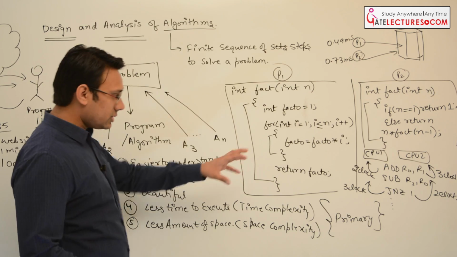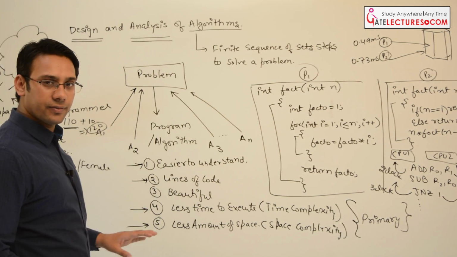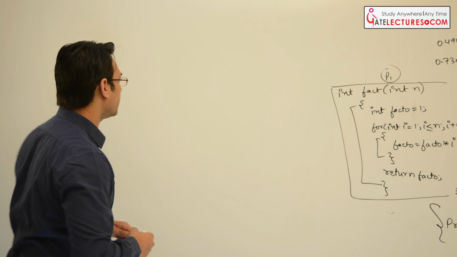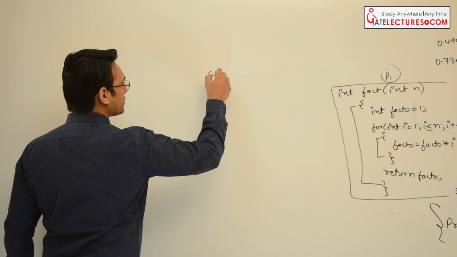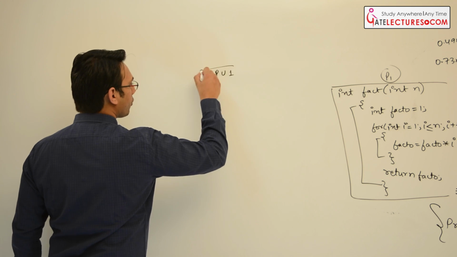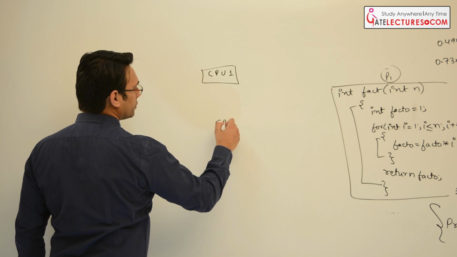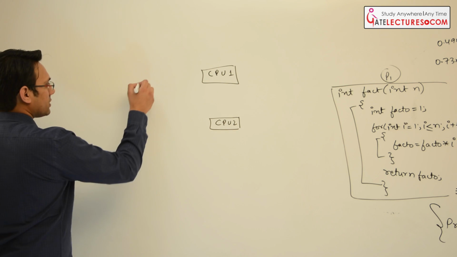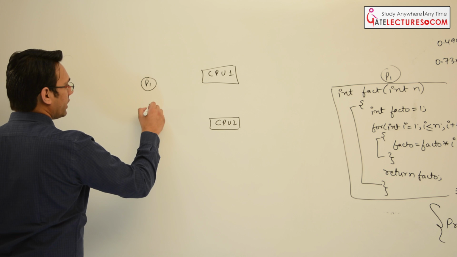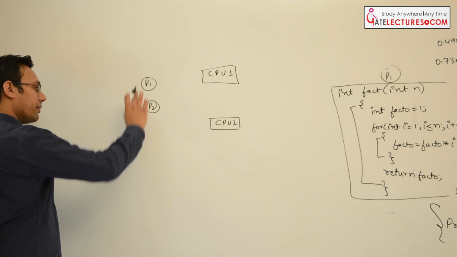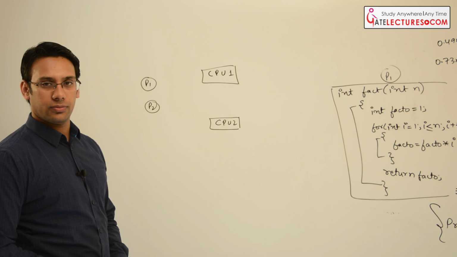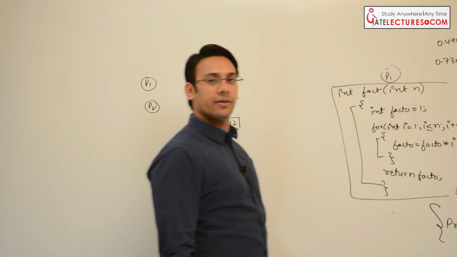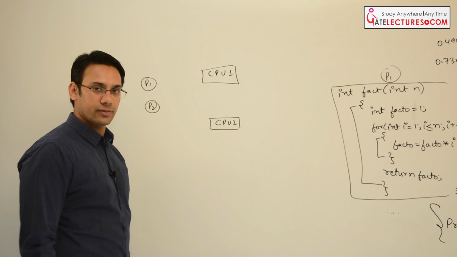Okay, so let me just draw this same thing diagrammatically here. Now let me tell you diagrammatically what I am saying. Let us say we have two CPUs. This is the CPU 1 and this is the CPU 2 or the machine 2, right? And we have two programs, the program P1 and the program P2, and both these programs are solving the same problem, right?